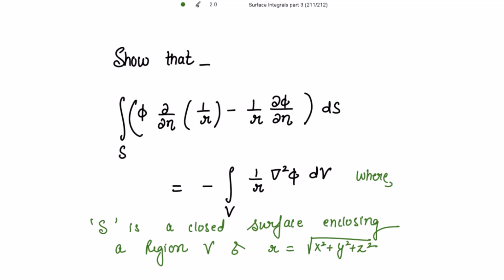We need to show that this surface integral is equal to the negative of this volume integral, where S is a closed surface enclosing a region V and R is equal to this. Now since R equals the square root of x squared plus y squared plus z squared, on squaring both sides we get R squared equal to x squared plus y squared plus z squared.